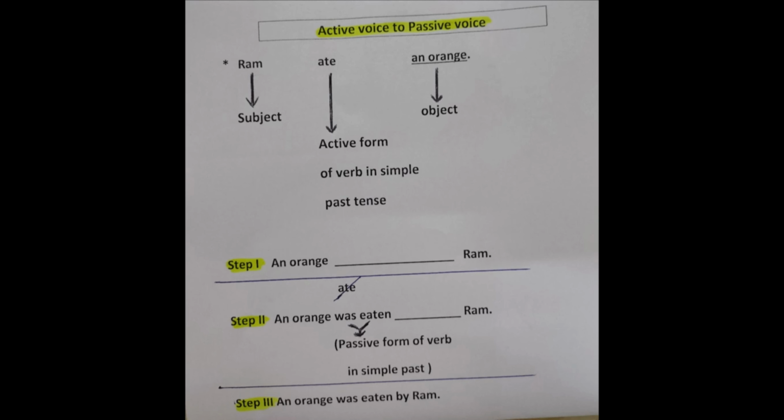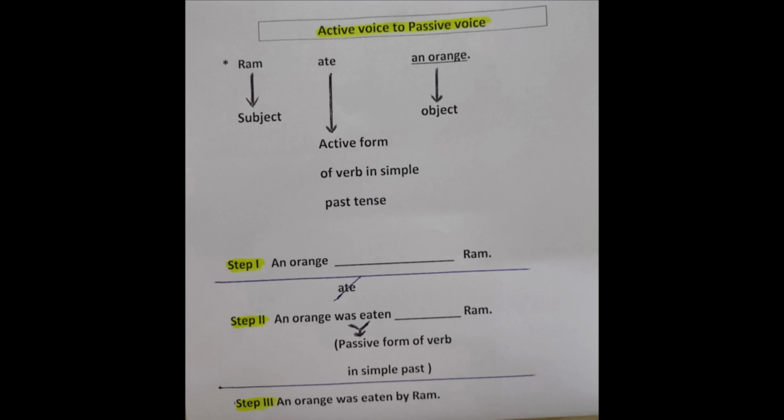Now step 3. An orange was eaten. After the passive form, add by word. So our final answer is an orange was eaten by Ram.